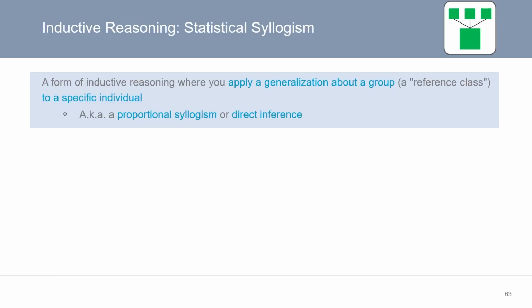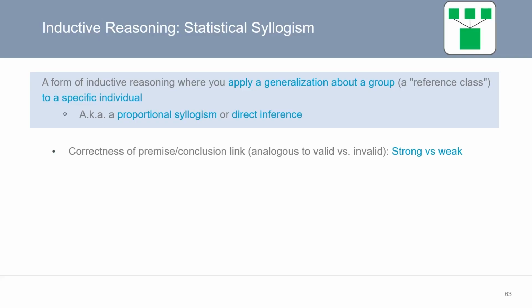A statistical syllogism is a form of inductive reasoning, where you apply a generalization about a group or a reference class to a specific individual. This is also known as a proportional syllogism or a direct inference. Here we must concern ourselves with the correctness of the premise and conclusion link.